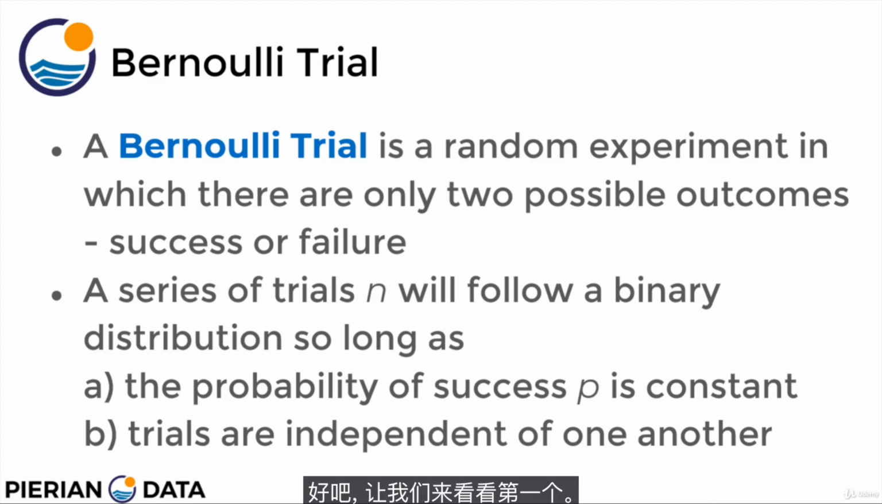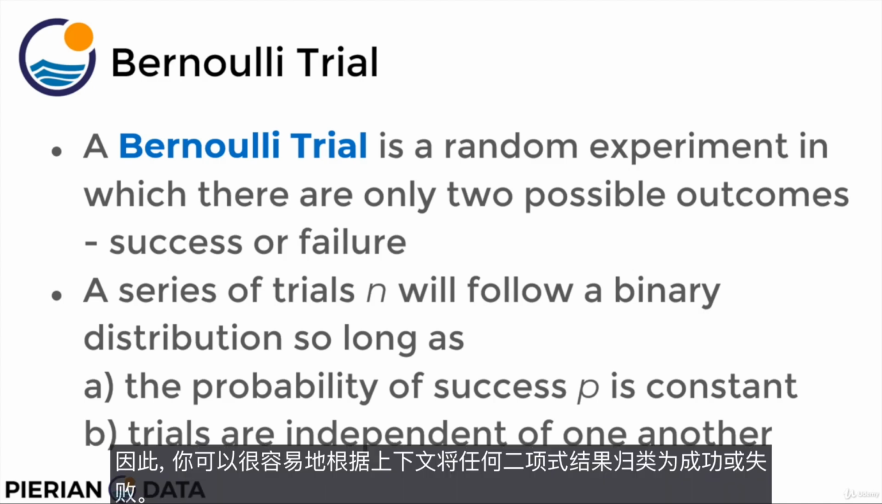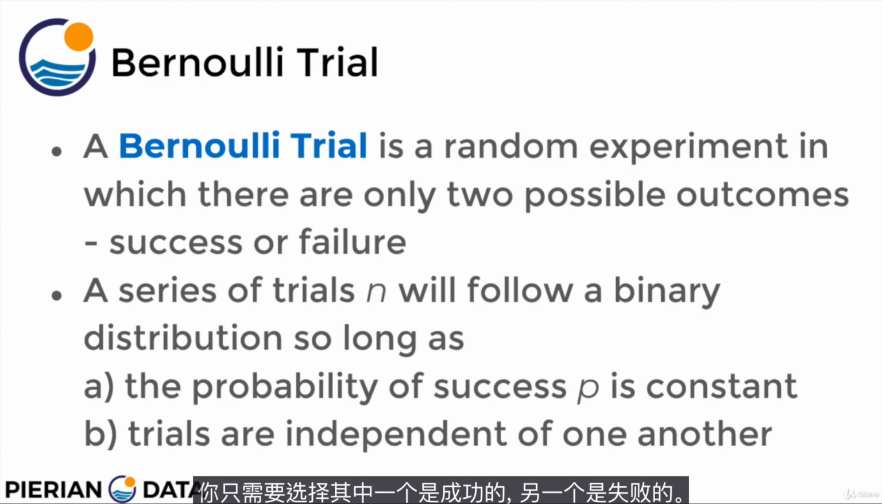Well, let's take a look at the first one. The probability of success p is constant. If you end up deciding that you're going to flip a coin and treat that as a Bernoulli trial, then you could say that flipping a heads is a success and flipping a tails is a failure. So you can easily, with context, categorize any binomial outcome as success or failure. You just have to choose one of them to be a success and the other one to be a failure.